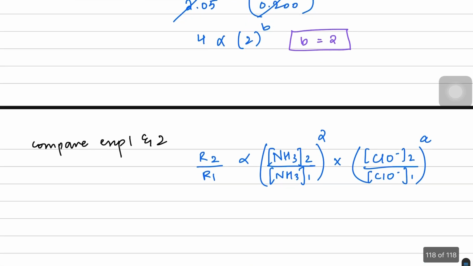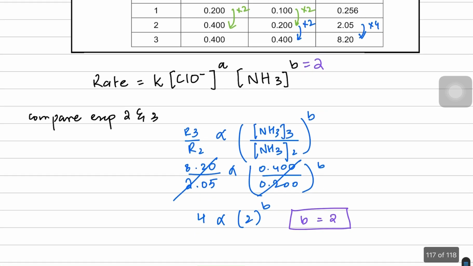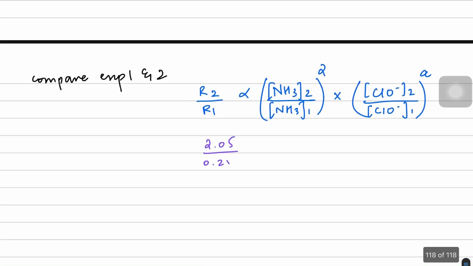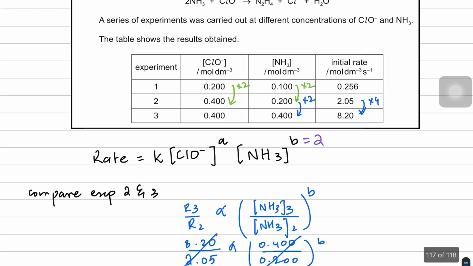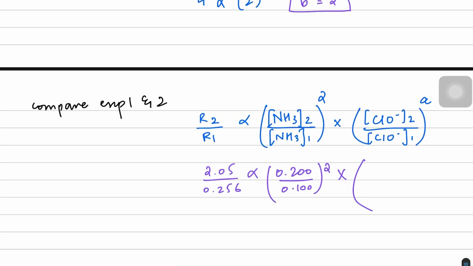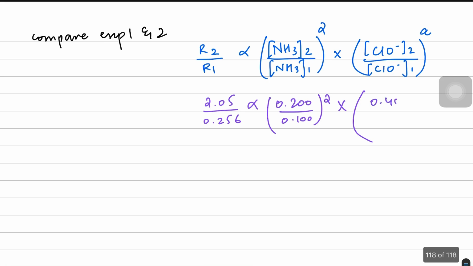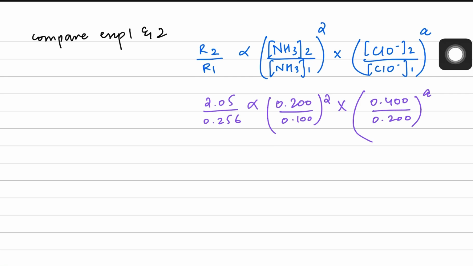Now moving on. We put in the values to see how things are changing. The rate in the second was 2.05 and the first was 0.256. Ammonia was 0.2 in the second one and 0.1 in the first one, raised to the exponent square. While when we talk about the concentration of chlorate, the chlorate second was 0.4 and chlorate in the first case was 0.2, raised to the exponent A.